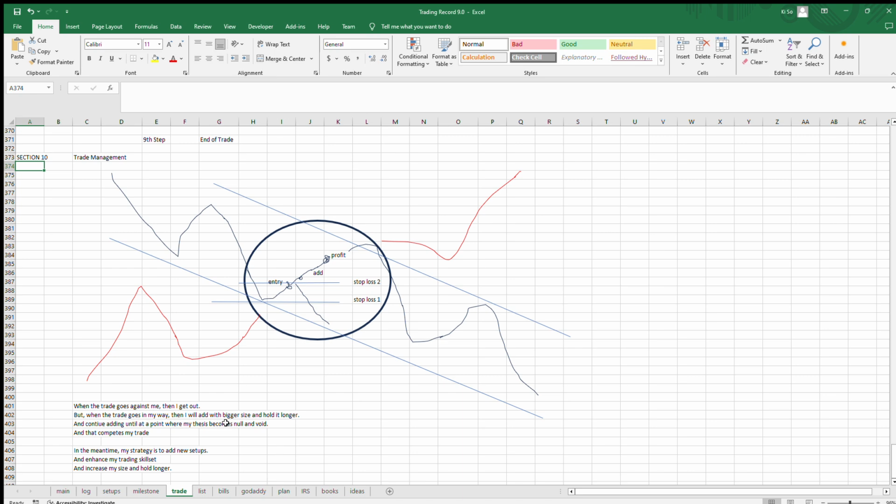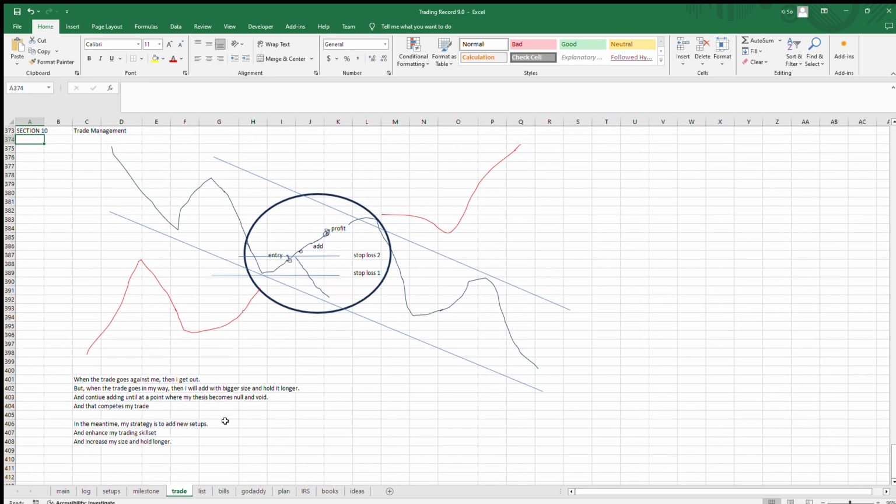As I improve on my setup entry, as my efficacy increases, this method of adding to a winner and then creating a stop loss to exit the trade when things are incorrect will become a bigger and bigger and bigger result as my development as a day trader increases. That's the path that I am moving towards.